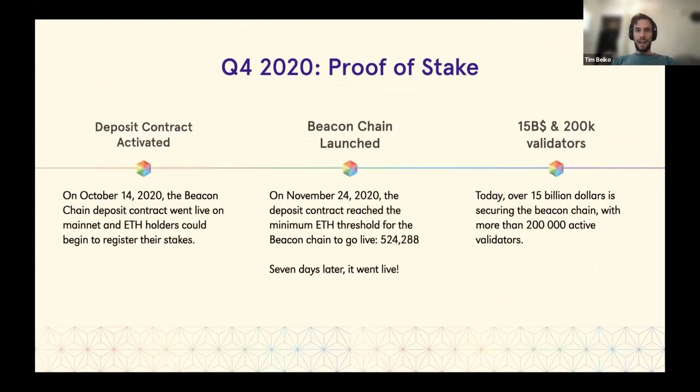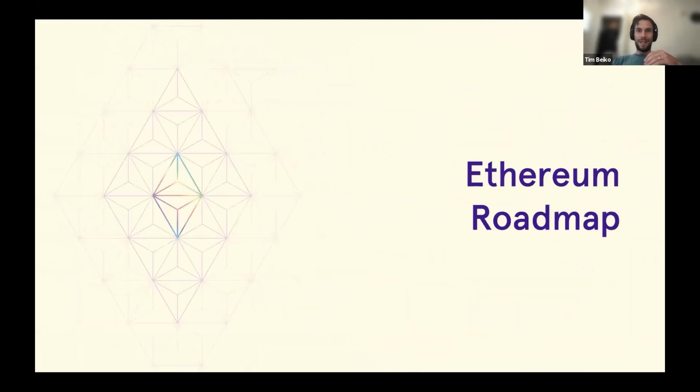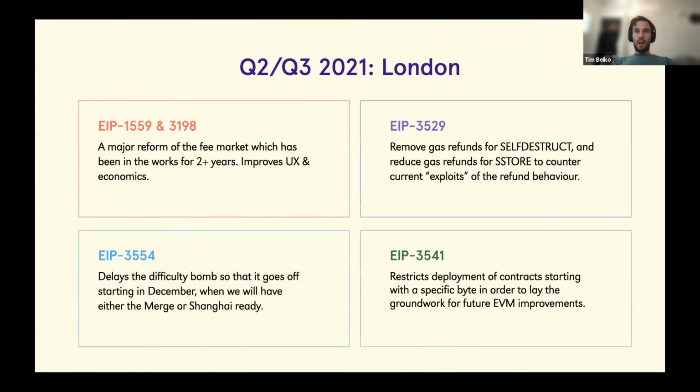Because we're a bit short on time, I'll pass over the previous upgrades and just get to the stuff that's coming in the future. So first of all, we have this upgrade called London, which is coming not in Q2 or Q3, but actually next week on August 5th.